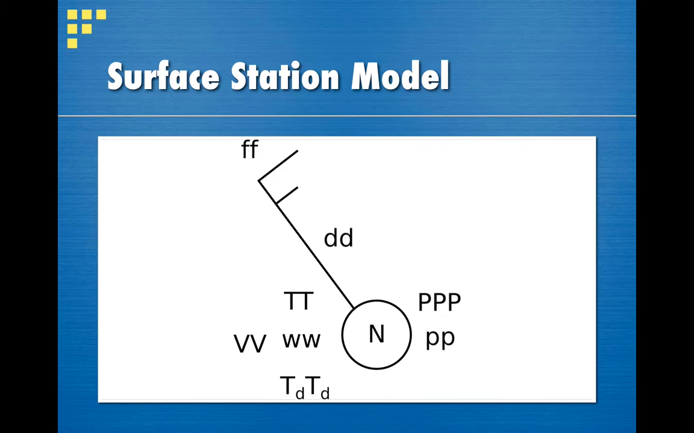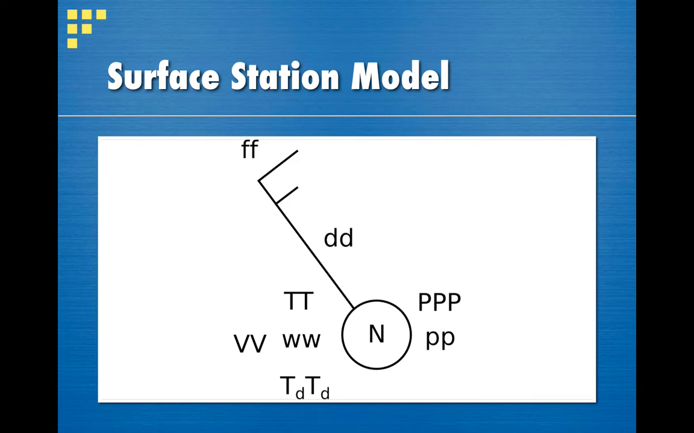That means for the third digit of the PPP, the one furthest to the right, we add a decimal point before it. That is our tenths of millibar. And then the lowercase pp below it is our pressure change.